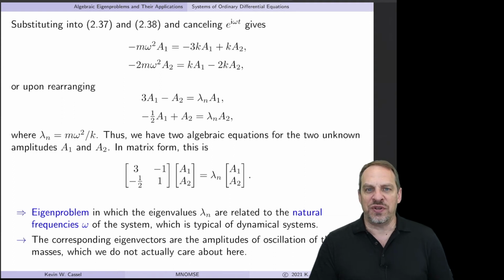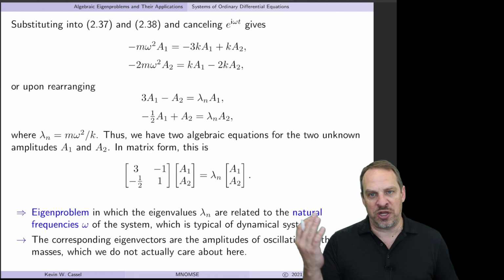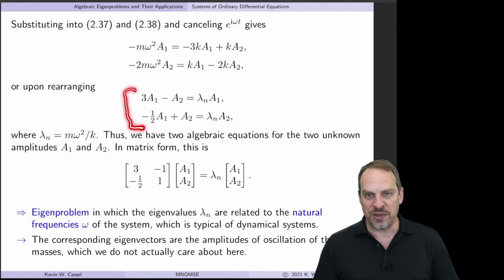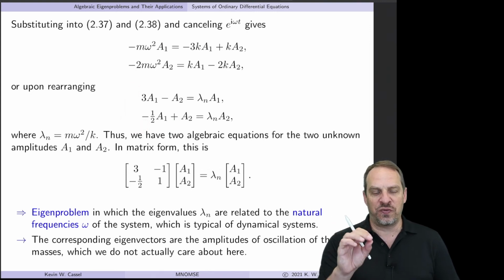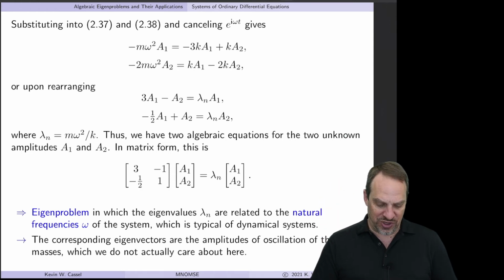Now it's not quite so obvious what this actually is, so let me rearrange things just a bit. Let me bring the k's from the right over to the left-hand side. So I'll have m omega squared over k. I'm going to call that some randomly selected Greek letter. Let's just randomly choose lambda. And so if I do that, I'm going to flip the sides here to make it even more obvious what's happening. I have 3a1 minus a2 is equal to lambda times a1, and minus a half a1 plus a2 is equal to lambda a2. So those are my two algebraic equations that result from this normal mode or natural frequency calculation from our system of differential equations.